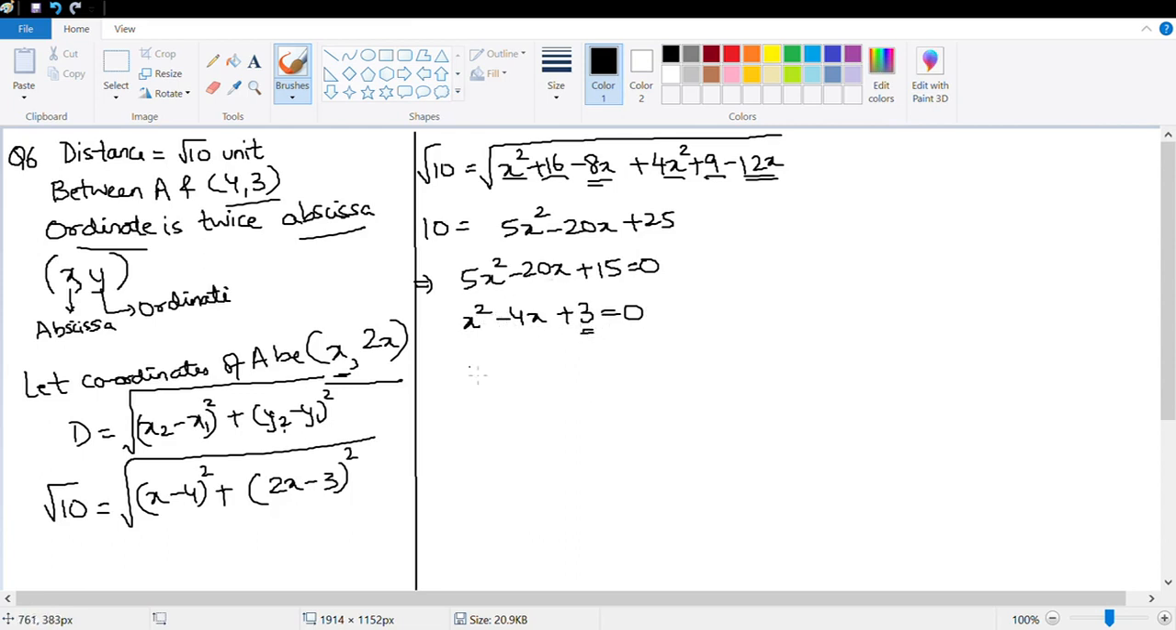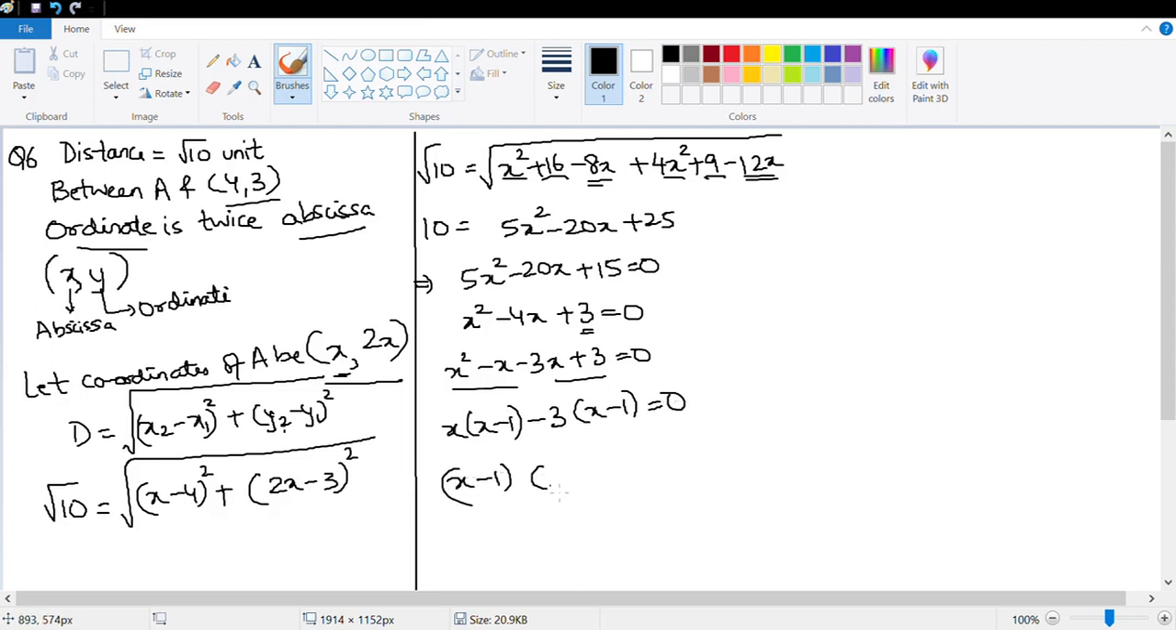So it will be negative 3 into negative 1, that gives me 3, and the sum should give me negative 4 as well. Perfect. So x square minus x minus 3x plus 3 is equal to 0. Grouping them together, x times (x minus 1) minus 3 times (x minus 1) gives me 0. (X minus 1) times (x minus 3) gives me 0, which means x is equal to 1 or x is equal to 3. Let's see if this is correct.